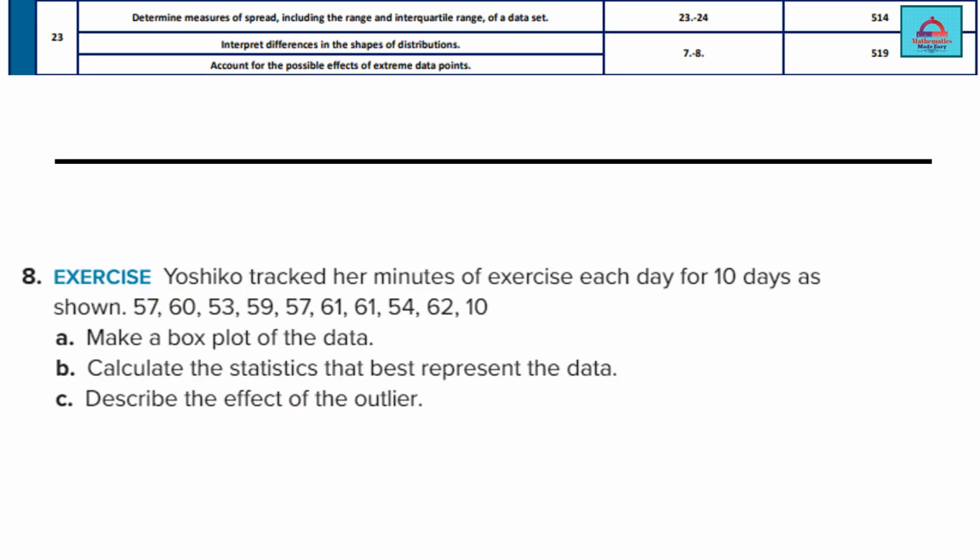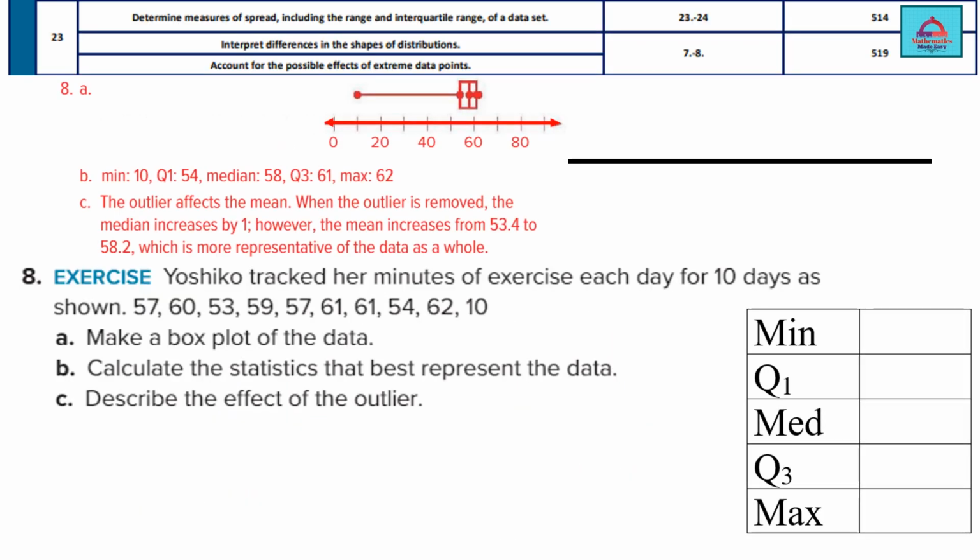Okay, so this is how the box plot is going to look like for this question, and the effect of the outlier would be that the outlier affects the mean. When the outlier is removed, the median increases by 1. However, the mean increases from 53.4 to 58.3, which is more representative of the data as a whole. So the statistic that best represents the data in this question will also be the mean. Okay, and the effect of outlier is that it is affecting the mean.